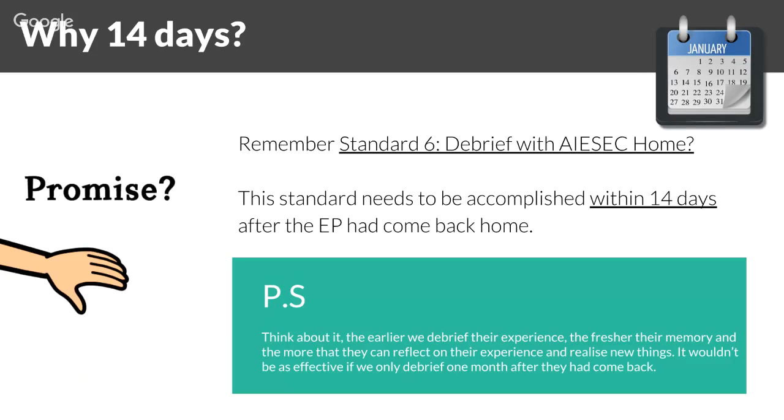So why 14 days? Remember standard 6, debrief with peers at home. This standard needs to be accomplished within 14 days after the EP has come back home. They have to experience a welcome home program or a certain sort of debriefing experience with peers at home. If you don't understand what debriefing at home means, you can check out the standards tracker. It mentions precisely what actions will be counted as a debrief. Think about it: the earlier we debrief their experience, the fresher their memory is, and the more they can reflect on their experience and realize new things. It wouldn't be as effective if we only debriefed one month after they came back, when they have already forgotten what happened in their exchange.